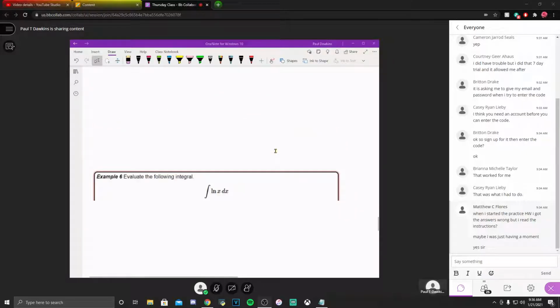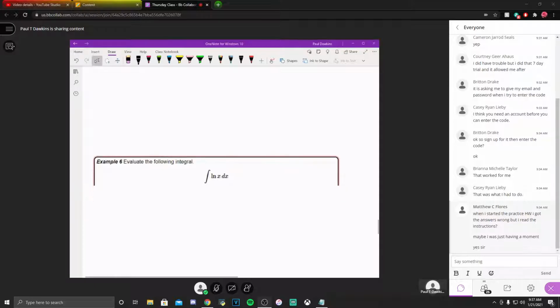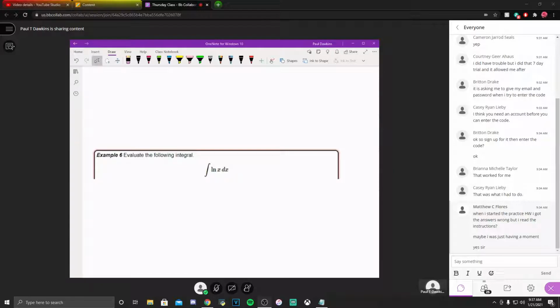So here we go. At this point, my pen's working, good. This one looks significantly different than the one we worked last time, in the sense that there's nothing in front of the function. There's just a single function here. So this doesn't necessarily look like an integration by parts problem, but you can say, well, we'll try the same pattern that we did last time. We'll say, okay, I've got a u, I need a dv.